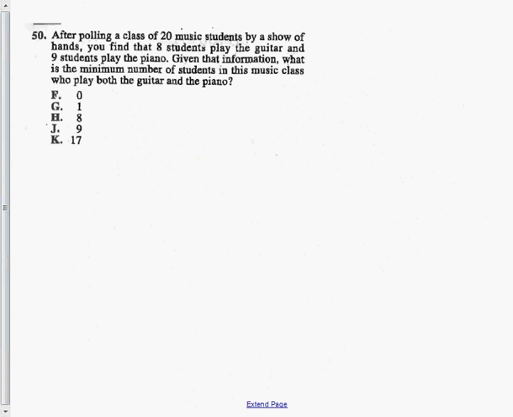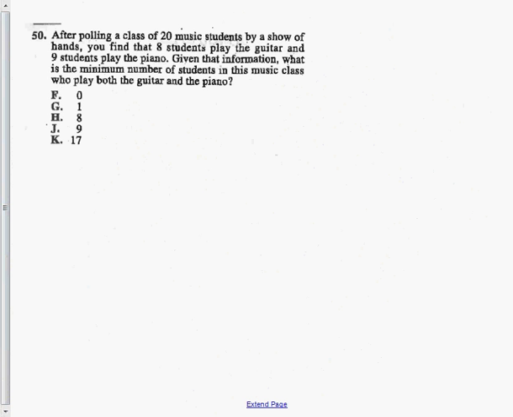Why do you say 8? I mean, you are exactly correct. The question is, what's the minimum number of students in this music class who play both? Since of 8 and 9, 8 is the smallest number, you've got 8 people guaranteed that can play the guitar, and you don't know of those 9 students. It's possible that some of them can also play the guitar. There are 9 that play the piano, but you don't know how many raised their hand twice. But the minimum guaranteed is that that's possible.